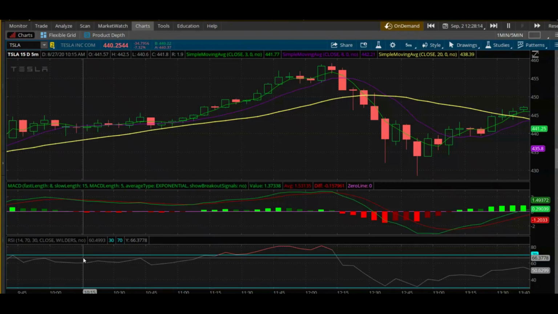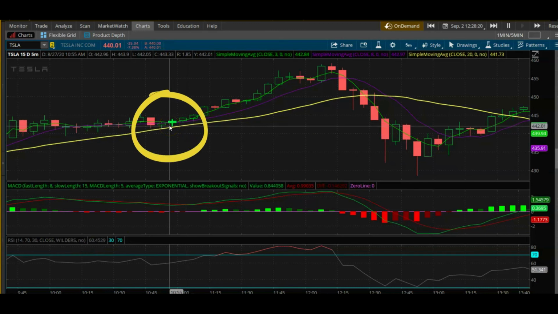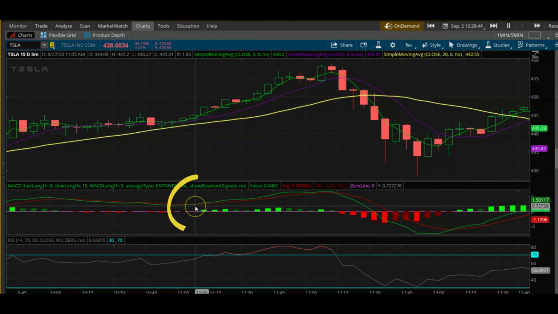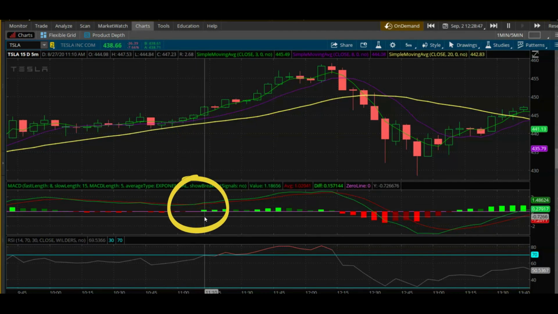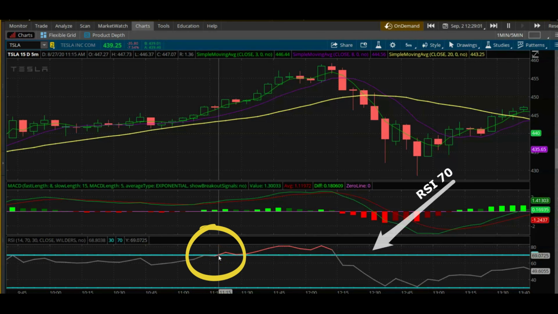We have an overbought setup here where initially we have this cross on the moving averages. So we have the golden cross occurring with the 3-day and the 8-day moving averages. A few candlesticks later, we have a slight MACD crossover, but a crossover nonetheless, followed by a crossover on the RSI. So with the RSI crossing over the 70 line, we have a situation now where the stock is technically in overbought territory.